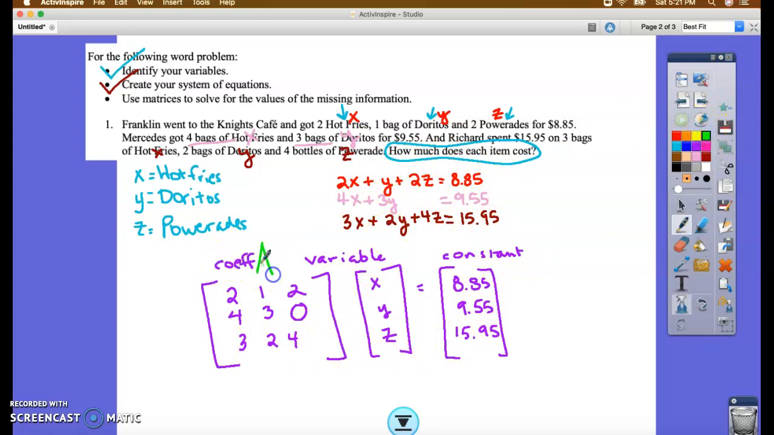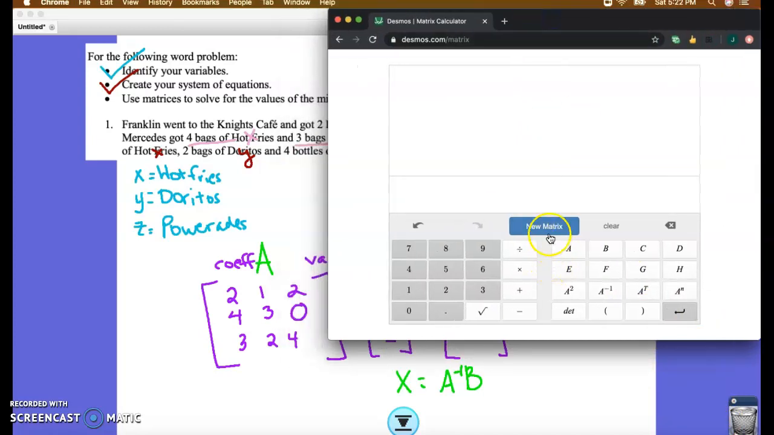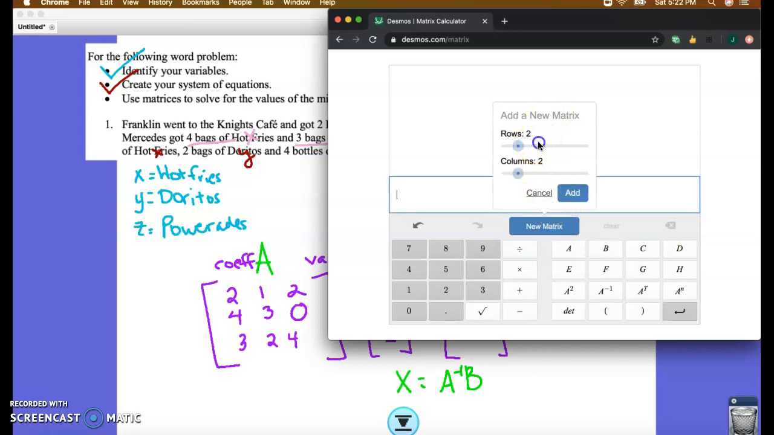This right here is going to be A. This right here is X. This is B. X equals A inverse, B. Go to our calculator. So at this point, we go to Desmos, and we're going to type in a new matrix. A is, not a 2 by 2. Oops, I accidentally did that. If that happens, I can hit X, it gets rid of it, and I change it to the size that it is.